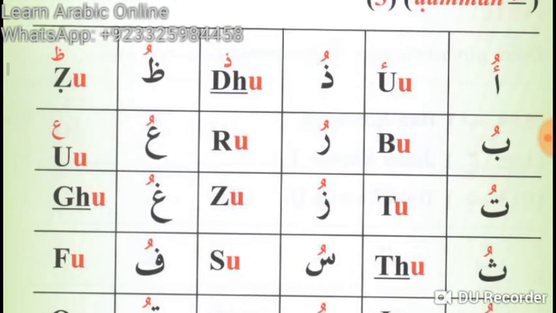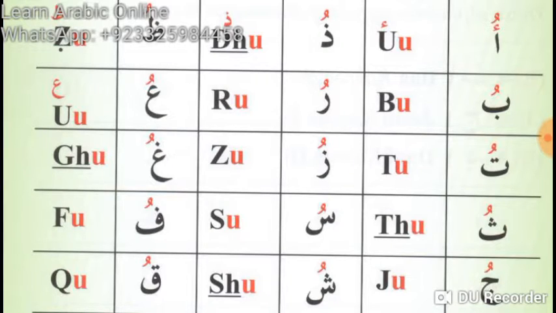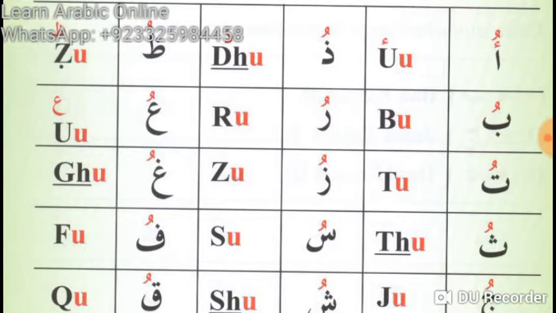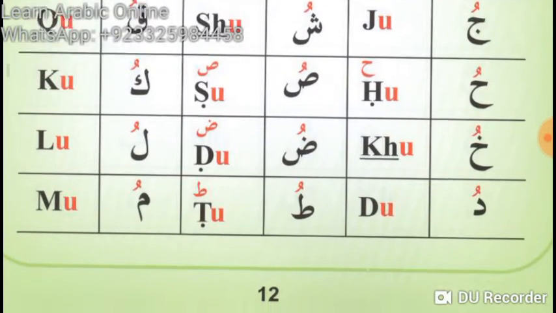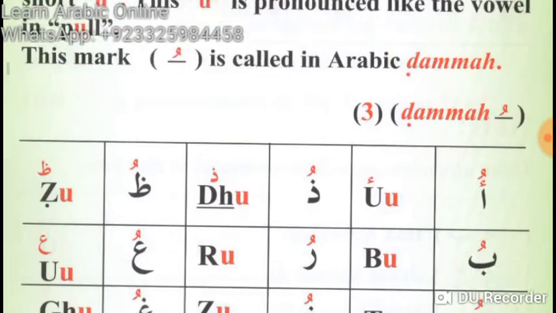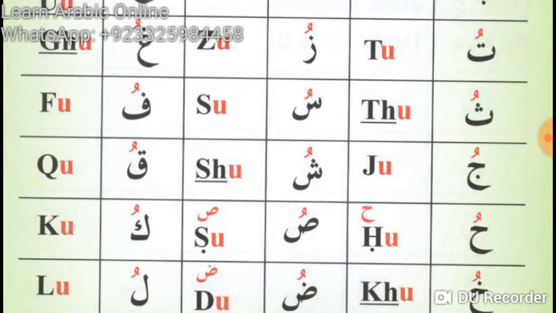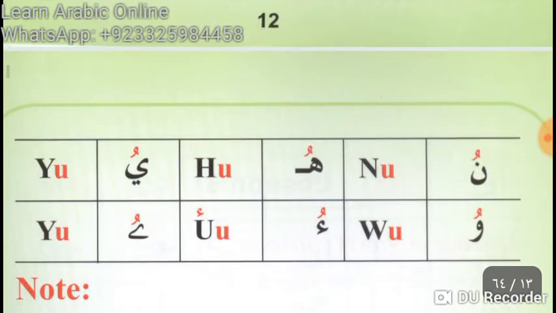Good. Now read it directly like this. U, bu, tu, thu, ju. Read like this. Bu, du, tu, su, hu, du, bu, zu. Ru, zu, su, shu, su, gu, zu, wu, lu, mu. Okay. Next page.